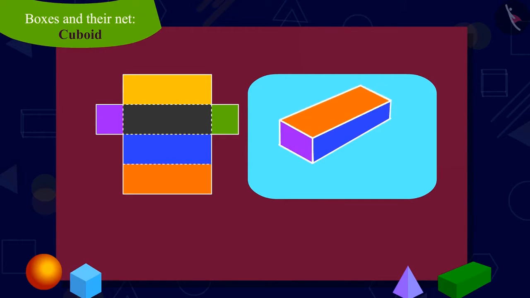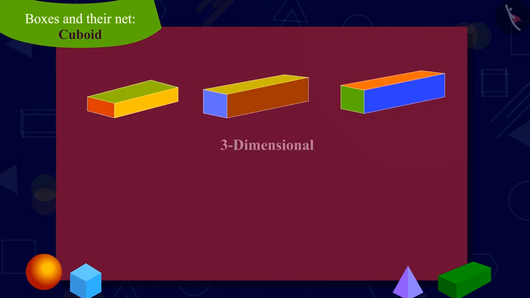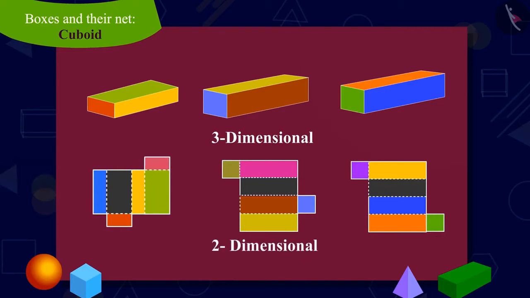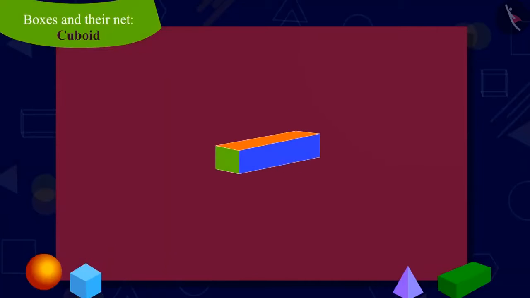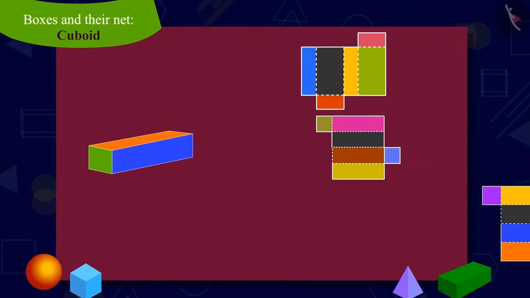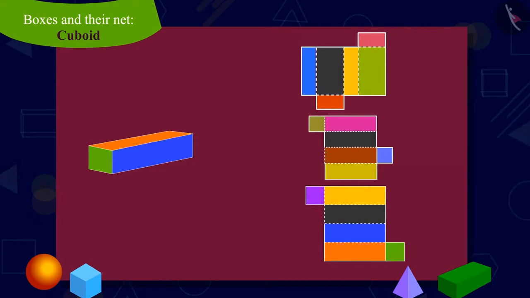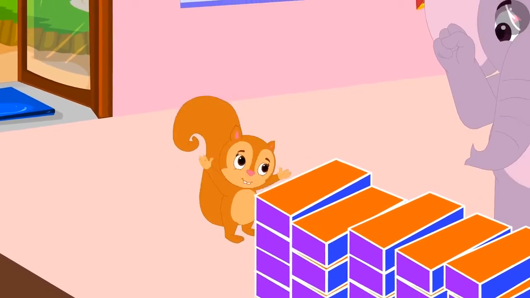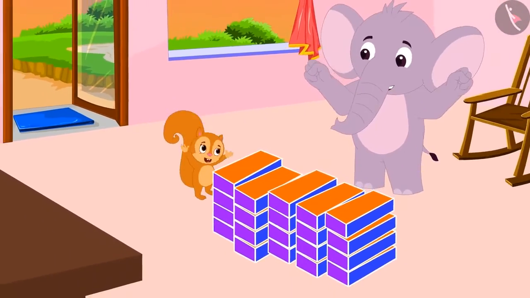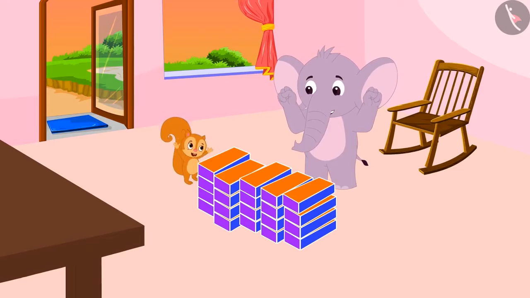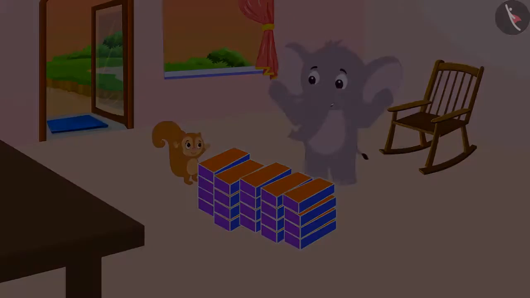That's correct. From the cutouts also, we can make a cuboid-shaped box. Yes, children. Many two-dimensional nets of any three-dimensional shape, such as cuboids, can be made. We can make any box by folding various types of nets. Chanda was happy to learn about the cuboid-shaped net. And Chanda and Appu packed all the sweets.